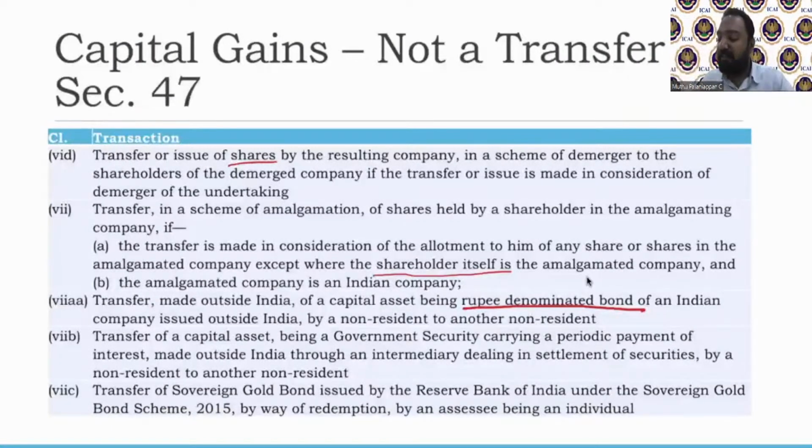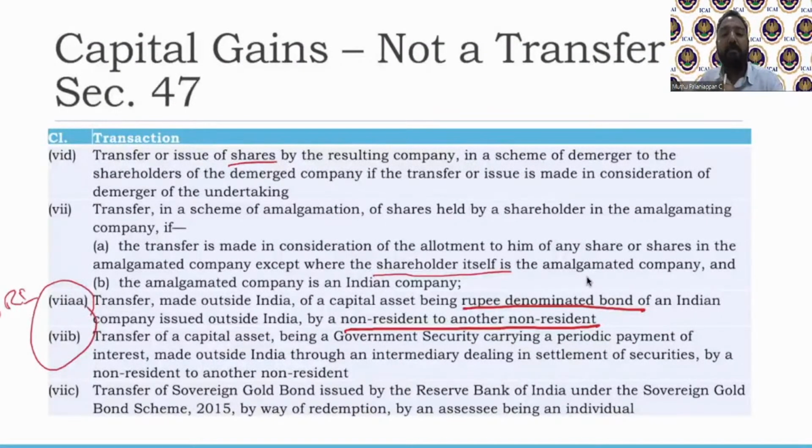So that bond, if it is transferred between non-resident to non-resident, so the asset itself is outside India, it is happening between two non-residents, then that is not a transfer. So this is also an exception. Similarly, transfer of a capital asset being a government security, where periodic payment of interest is made outside India through an intermediary dealing in settlement of securities, by non-resident to non-resident. So here also, it is a government security being transferred from non-resident to non-resident. So both of these are where it is happening between NRIs.